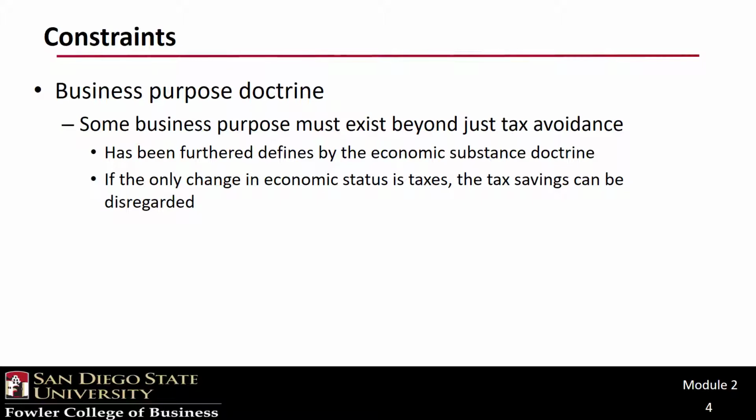So the business purpose doctrine requires that whatever the transaction is, it must have some purpose other than only the reduction of taxes. So the business purpose doctrine is enforced through a more specific doctrine known as the economic substance doctrine. So that doctrine requires that the economics of the deal must hold something other than simple tax savings.